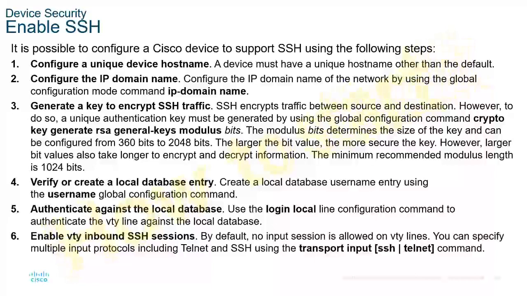So how do we set up SSH? There are 6 general steps. Configure the host name, configure an IP domain name, generate the appropriate keys, verify a local database entry with a username, make sure to authenticate against the local database using login local, and then enable SSH on the appropriate interfaces. That will allow us to set up SSH.